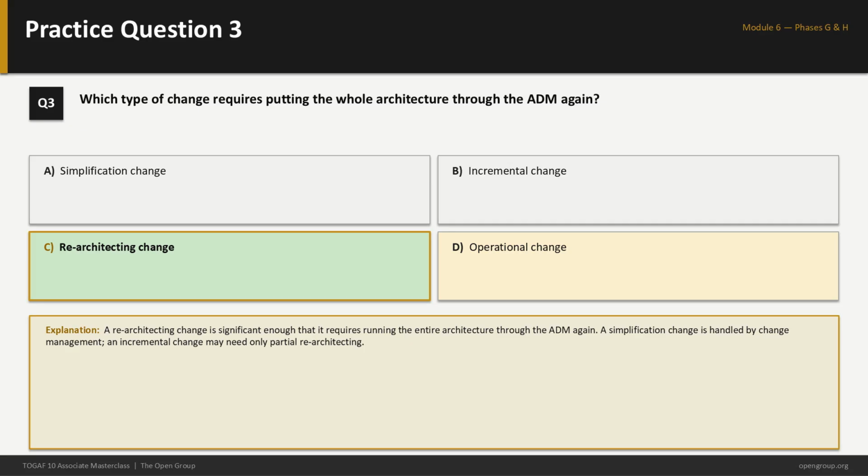Question 3. Which type of change requires putting the whole architecture through the ADM again? Pause to consider your answer. The correct answer is C, re-architecting change. A re-architecting change is significant enough that it requires running the entire architecture through the ADM again. A simplification change is handled by change management, an incremental change may need only partial re-architecting.